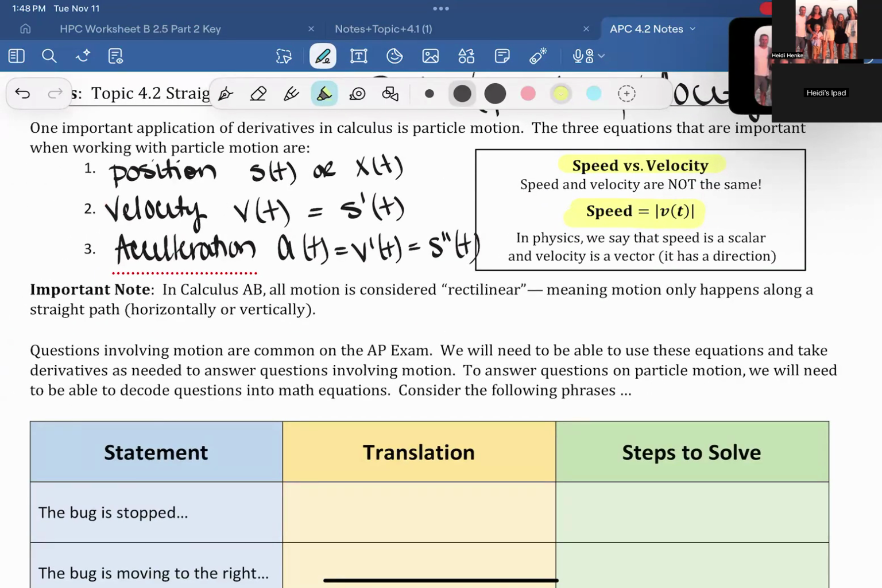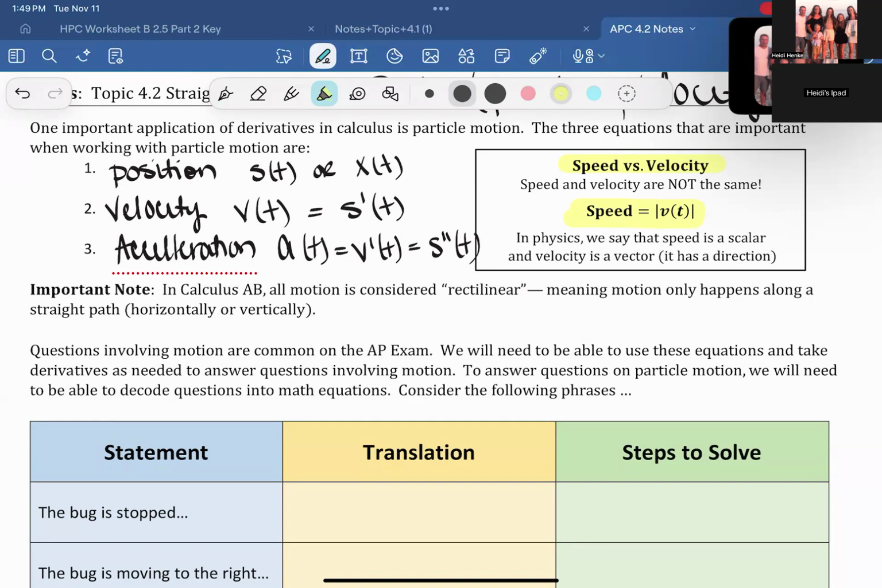In calculus AB, meaning like first semester calculus of college, all motion is considered rectilinear, meaning motion only happens along a straight path, either horizontally or vertically. We're not going to talk about motion on a curve or some funky graph. It's literally going to be motion on a straight horizontal line or a straight vertical line. Questions involving motion are common on the AP exam, which I started your lesson with. I told you that.